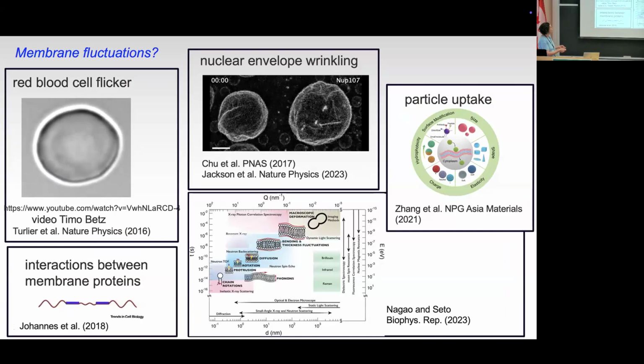And there is a classical phenomenon, the so-called flickering. This is a red blood cell under the microscope, and its shape is constantly changing. The reason is that it's being kicked by all sorts of molecules undergoing thermal motion in the surroundings, and these kicks give rise to thermal fluctuations. These thermal fluctuations have physiological relevance for interaction of proteins, nuclear envelope wrinkling, and so on and so forth.